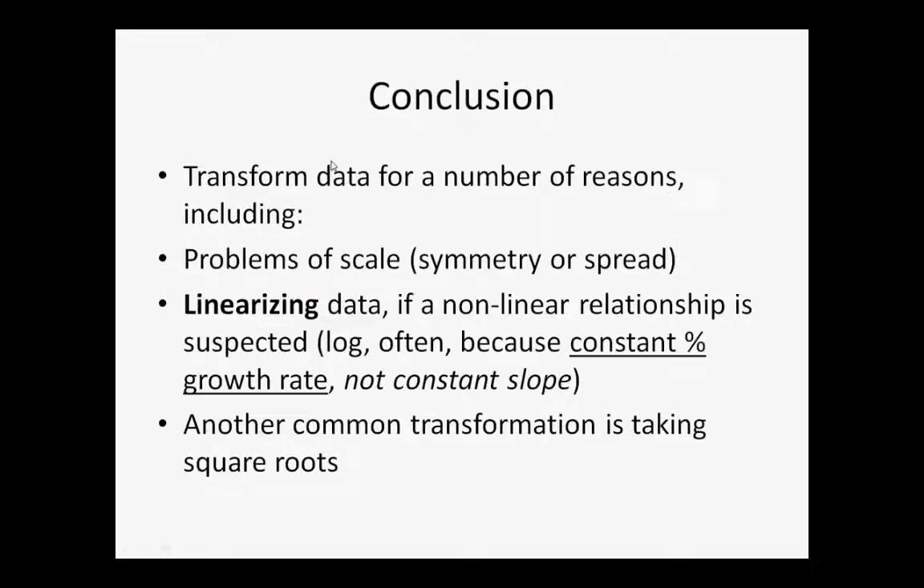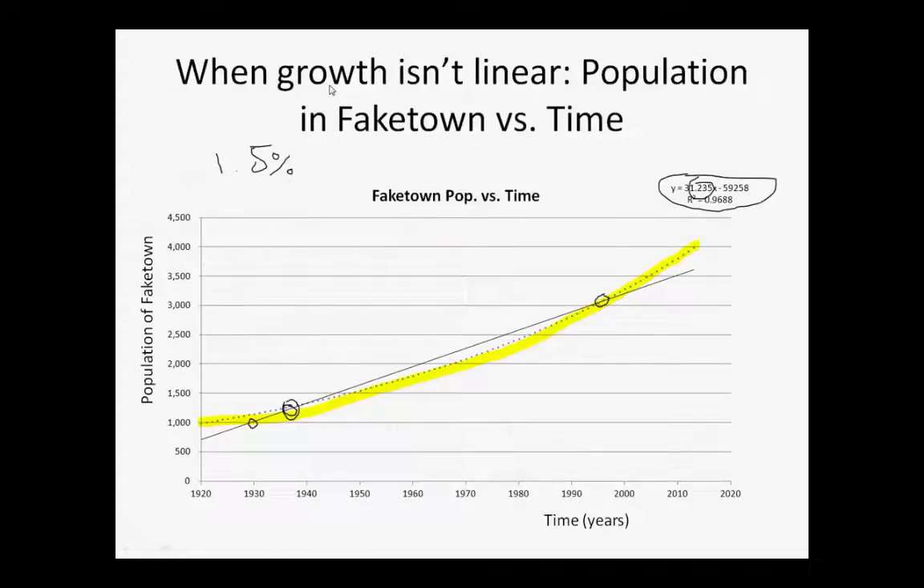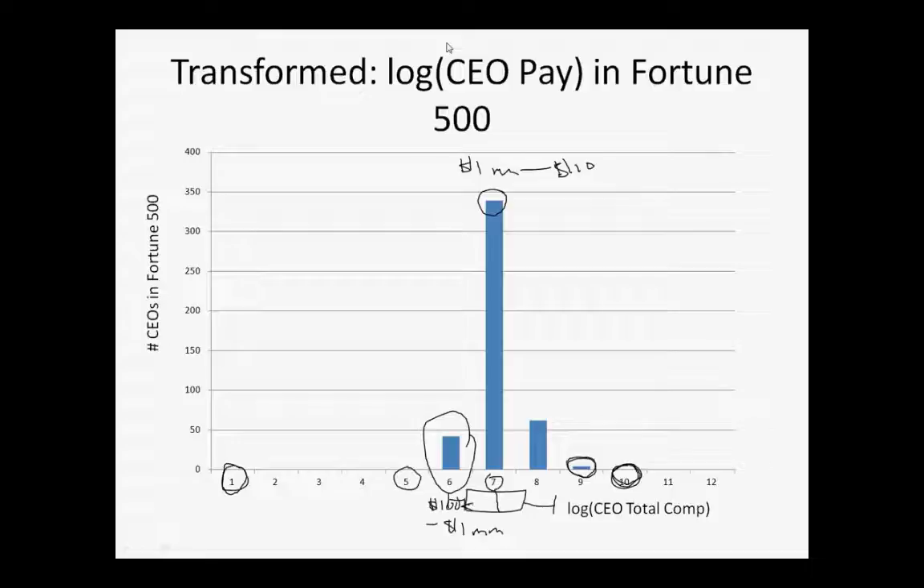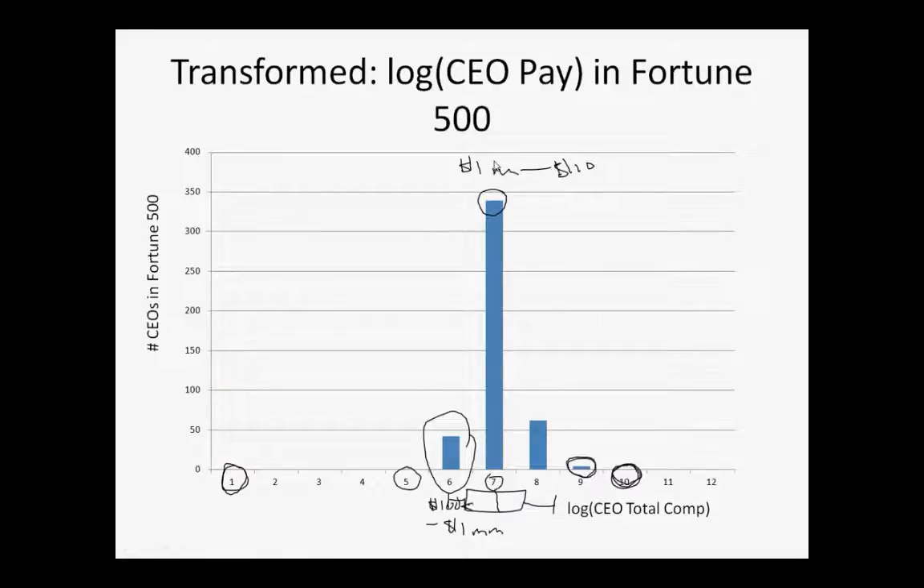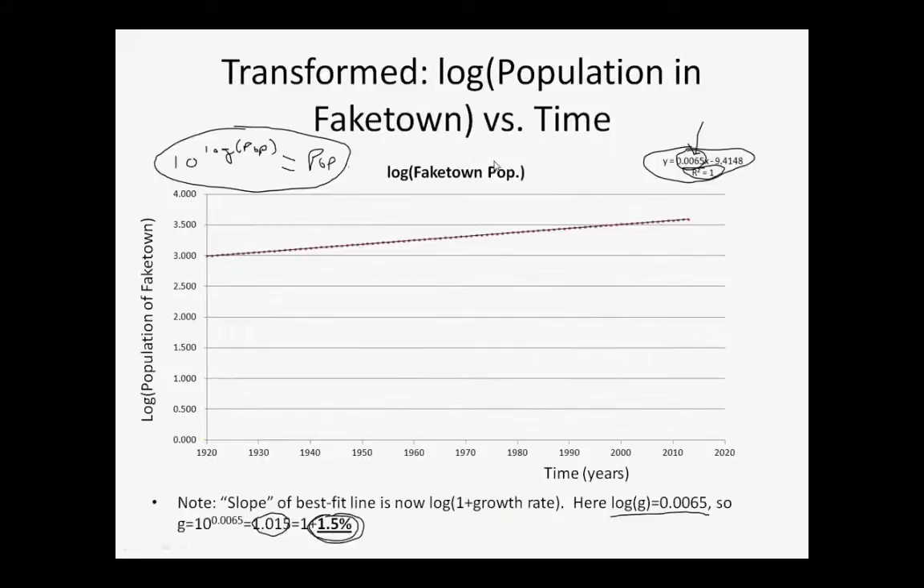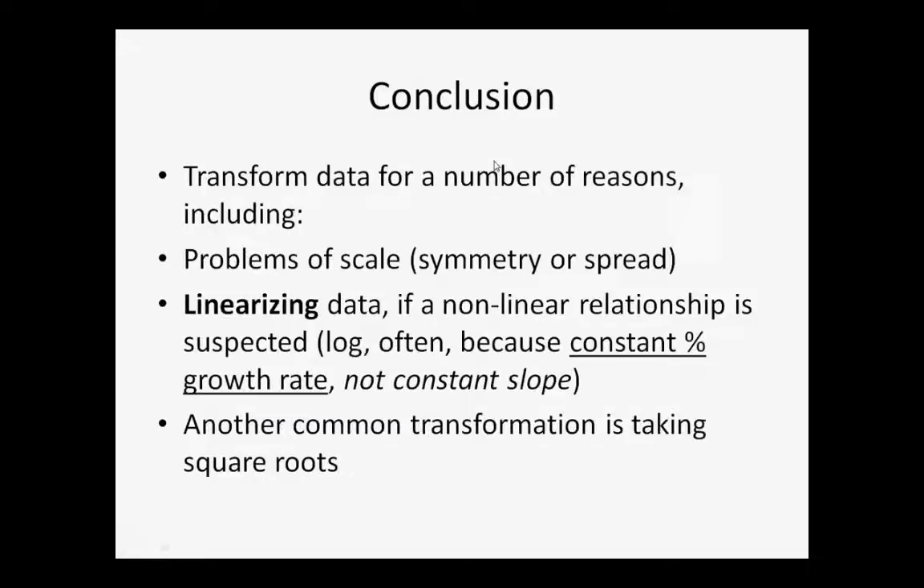Okay, so that's just an introduction, and we're going to do more transformations later, but I wanted you guys to see that you can indeed not just take x and y variables, but you can actually look at the log of y, and that's often an interesting thing to do. So we transform data for a number of reasons. One is problems of scale, symmetry or spread issues. So here in particular we had a big symmetry issue, highly skewed distribution. When the distribution is skewed to the right, you will use a log scale, and the log scale will give you a nice symmetrical distribution, or a more symmetrical distribution. So symmetry or spread is one thing.